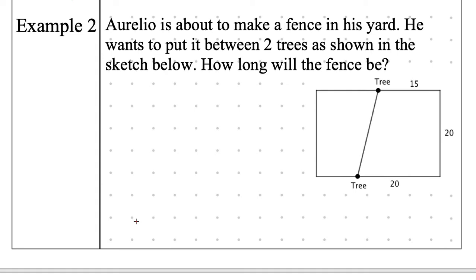Example number 2. Who wants to read? Someone that hasn't participated yet. Who hasn't got in yet? Eder! A relative is about to make a fence in his yard. He wants to put it between 2 trees and show in the sketch below how long will the fence be.